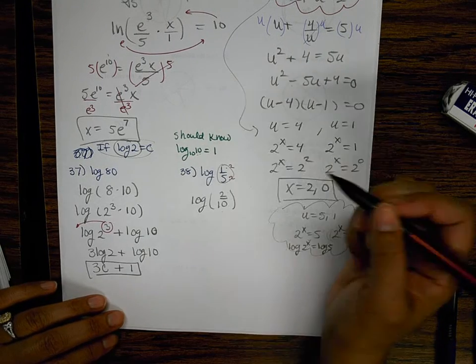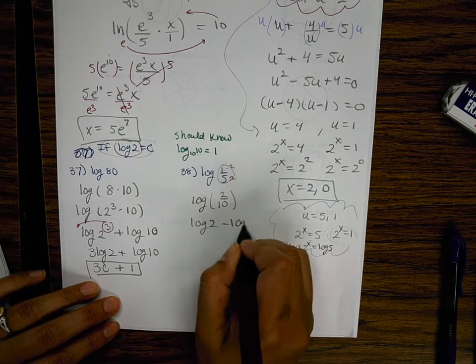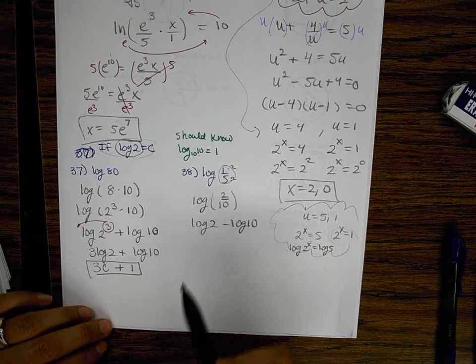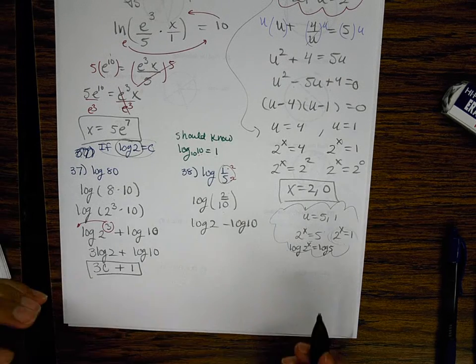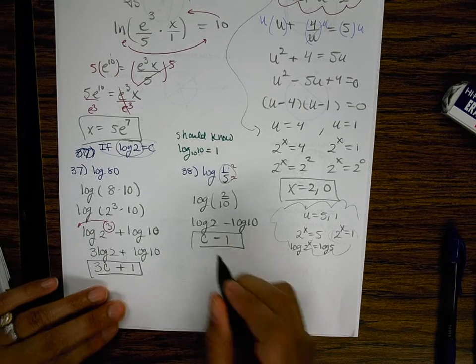They're equivalent fractions. Log of 2 minus log of 10, you're not ready to plug it in and say, oh, c over 1. You cannot do that. You have to separate them first. c minus log of 10 is 1, c minus 1 is the answer.